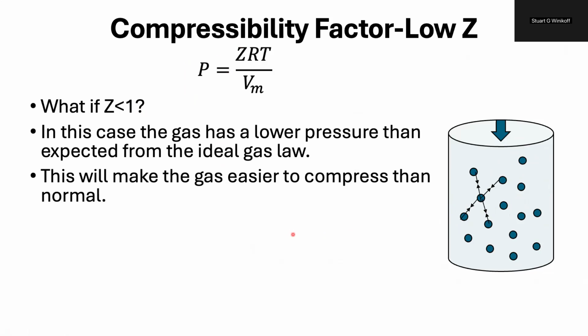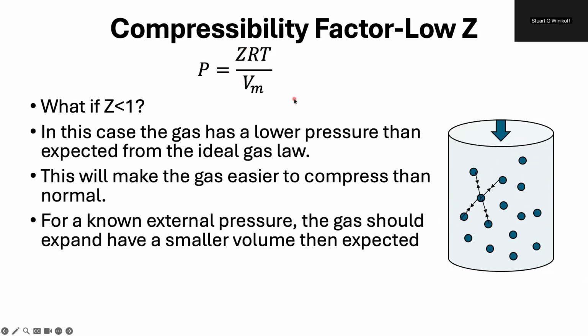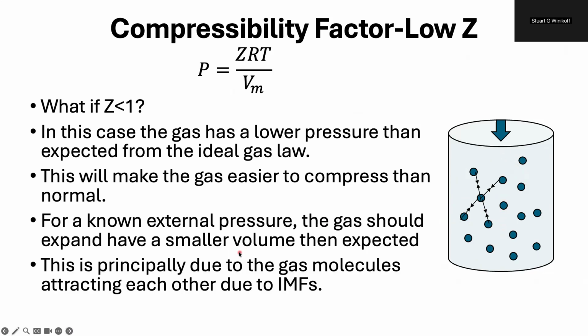And we can also look at this from the volume perspective. If Z is small, then the molar volume will be smaller than expected. That means that if I have a gas with a low Z, it will naturally compress itself more and occupy a smaller volume. Now, if we're looking at the molecular origin, if a high Z is due to extra repulsive intermolecular forces, this means that a low Z means that we have extra attractive intermolecular forces. So something is causing these gases to attract each other much more than we would expect.